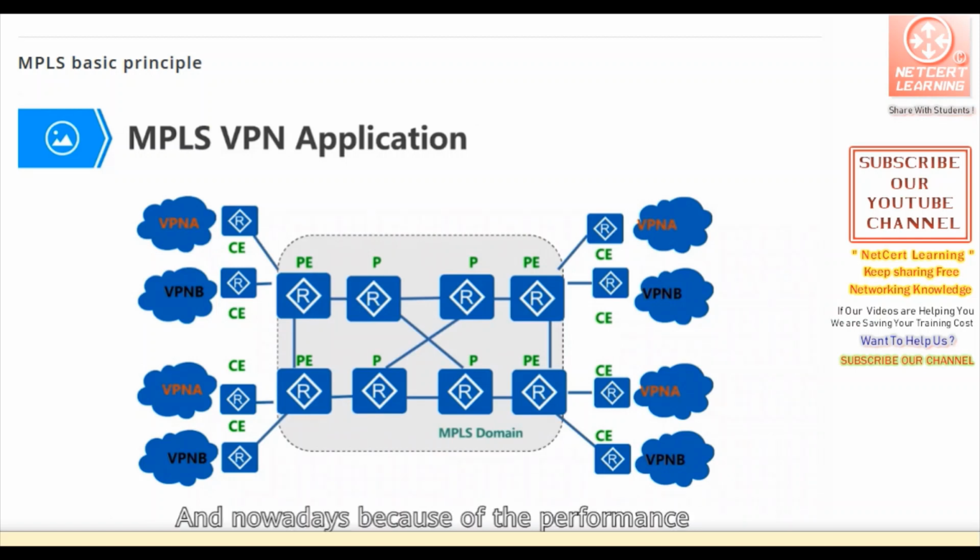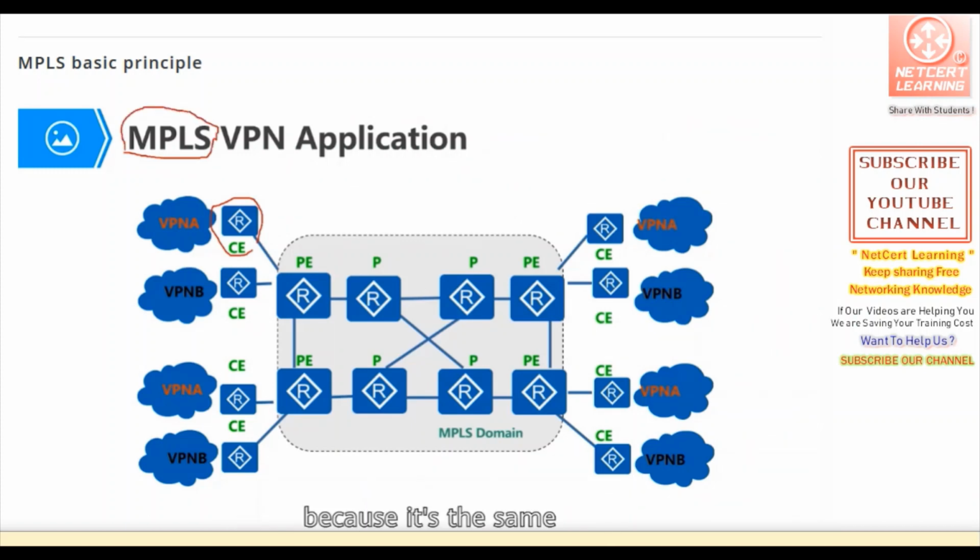And nowadays, because the performance of our equipment, the routers and switches, is very, very good, we don't need MPLS to help us speed up the data forwarding. Even if we use IP forwarding, the speed is the same as MPLS forwarding. So MPLS is now used in some VPN applications.